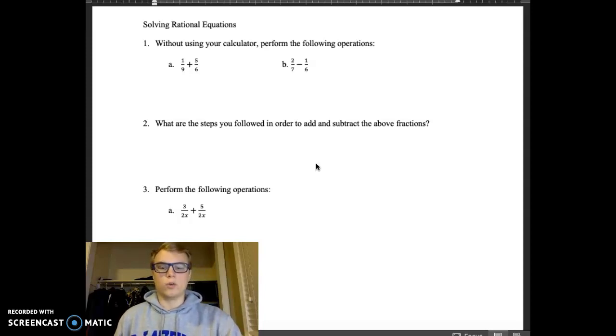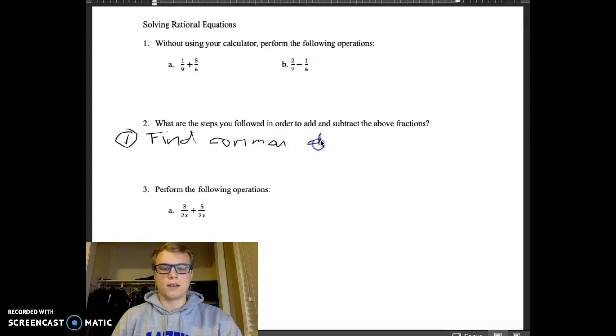So we'll do number 1 and 2 together for this one, okay? And we're going to focus on letter B. So we have 2/7 minus 1/6. Whenever we are working with fractions and we're adding and subtracting, our first step is always to find a common denominator. I'm going to abbreviate it here as denom. Just know that means denominator.